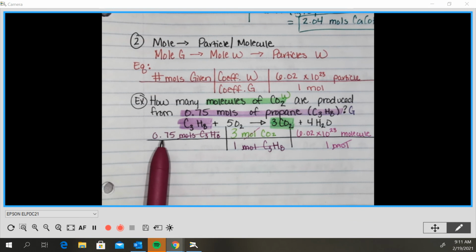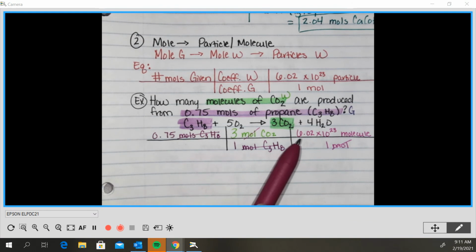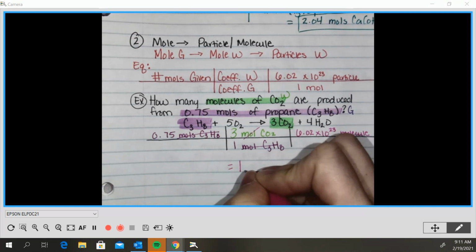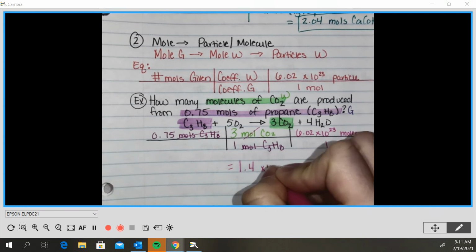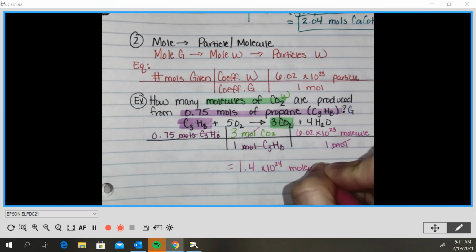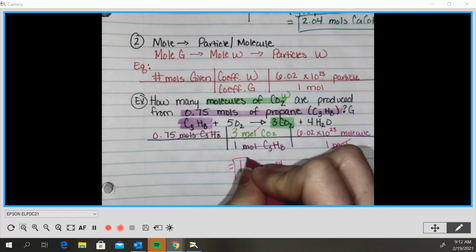So in our calculator, we would have 0.75 times 3 times Avogadro's number divided by 1. The unit we're in is molecules of CO2. Okay? When you multiply that out into your handy-dandy calculator, you get an answer of 1.4 times 10 to the 24th. Our unit is molecules, and our molecules are of CO2.